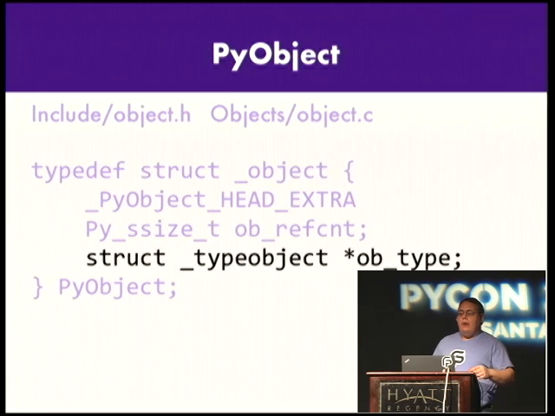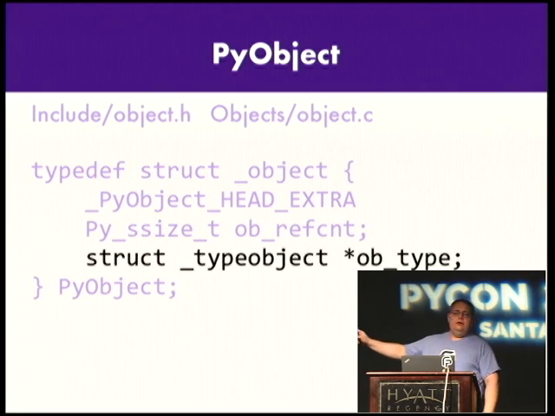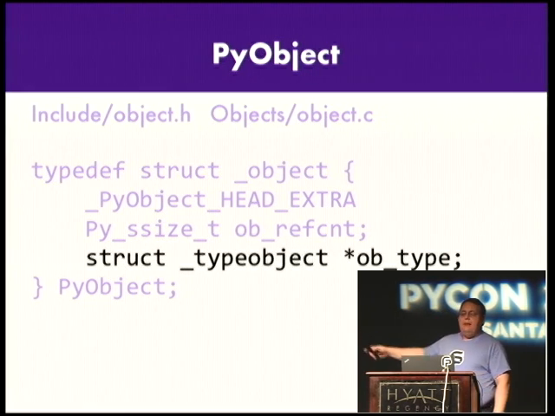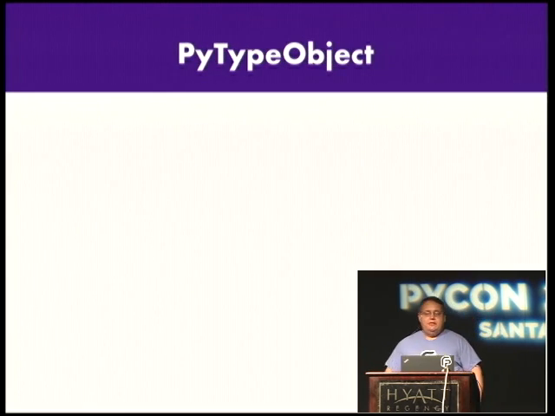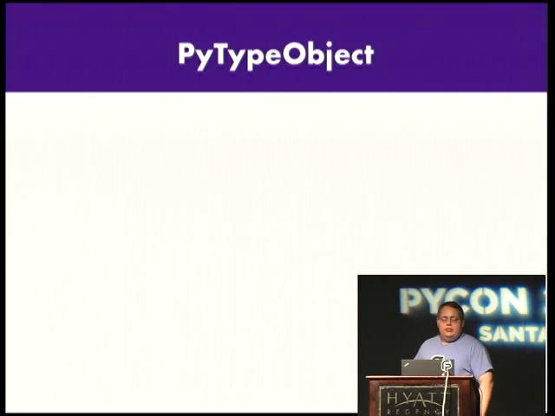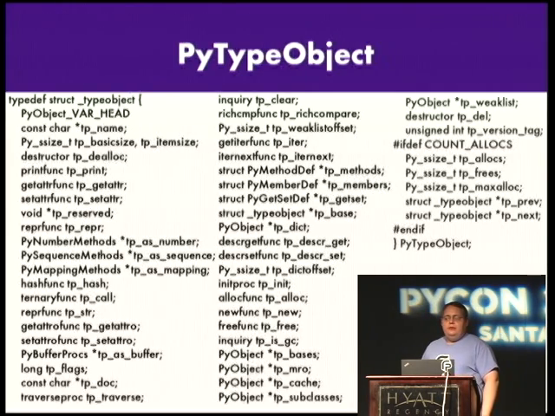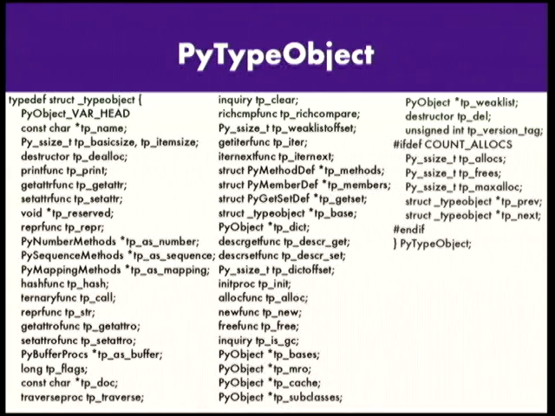So I do want to point out, by the way, in a legal object, ob_type is never, ever null. All objects in the Python interpreter have this structure at the head, and they all have a valid pointer to a valid type object in that member right there. And so everybody's using PyTypeObjects as well. So here's the PyTypeObject. You'll notice that it is enormous. There are 52 members inside of it, and then we can add some bonus members later.